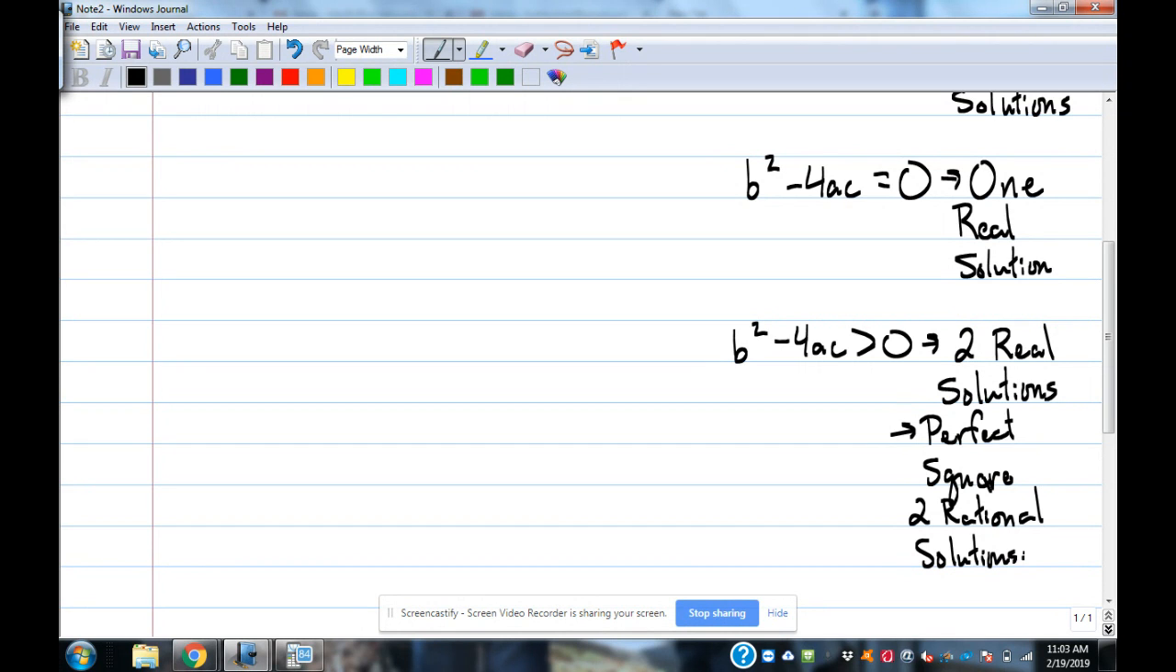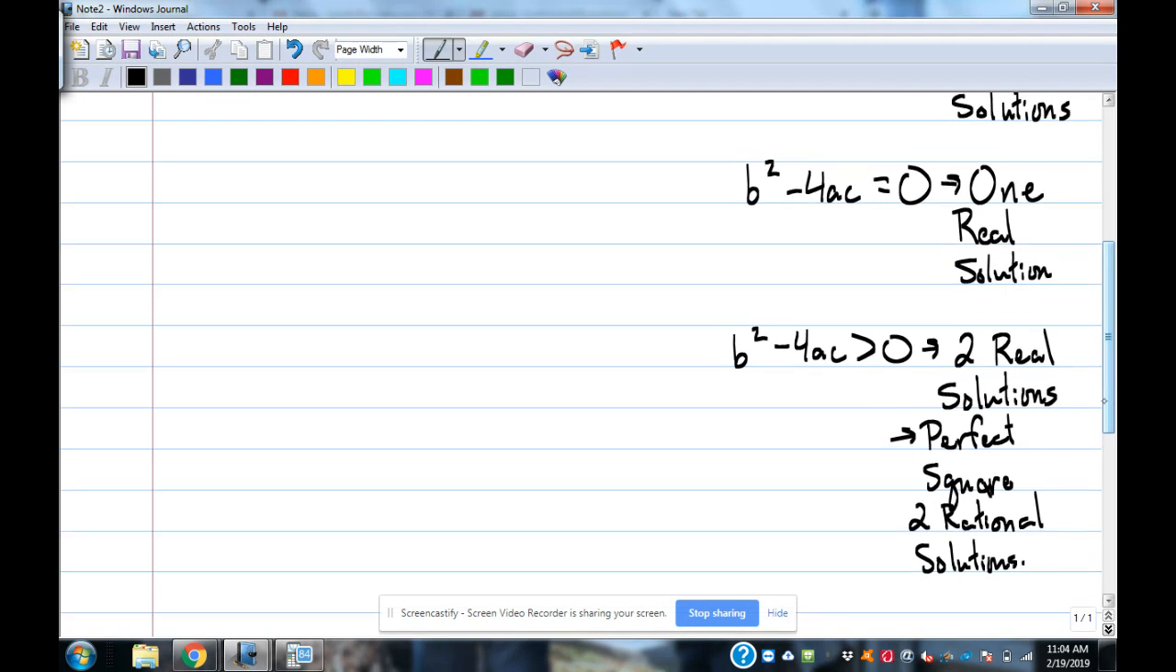Okay. So positive means you got two real solutions. If that positive number happens to be a perfect square like 4, 9, 16, 25, 49, 64, 81, 100, 121, 144, any of those, 169, 196, all of those numbers, then the square root goes away and we get rational numbers. Rational numbers, remember, are numbers that can be written as fractions. That's what a rational number is. So that's just a special case when that happens, okay?